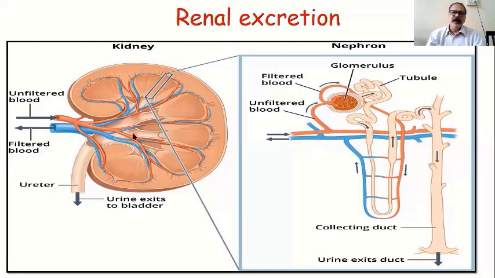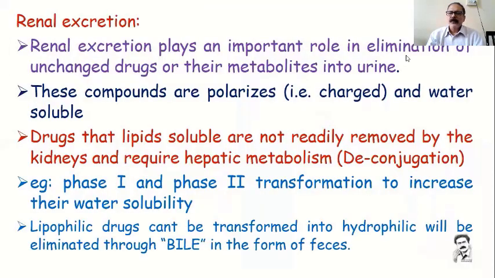And this is the nephron. The kidney will have a small part like this and it will have nephrons. In these nephrons only, the total work is done. So here the concept is renal excretion. Renal excretion plays an important role in the elimination of unchanged drugs or their metabolites into urine.